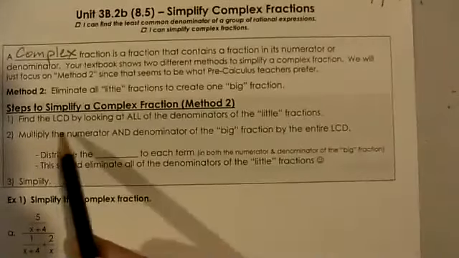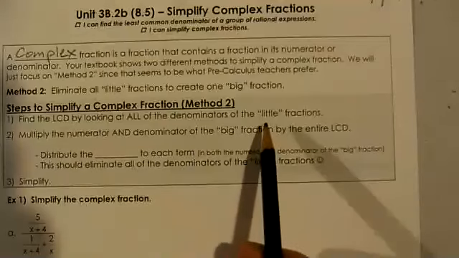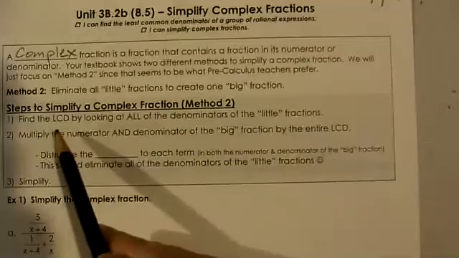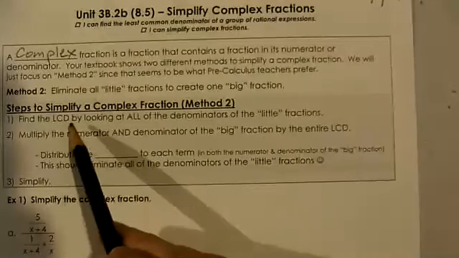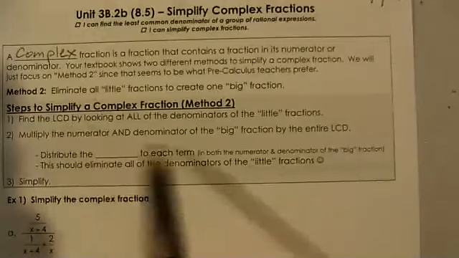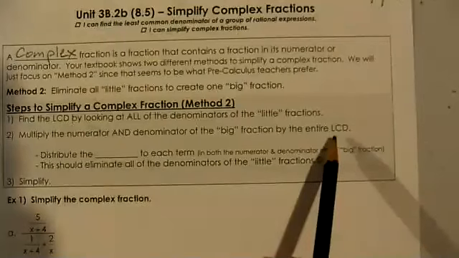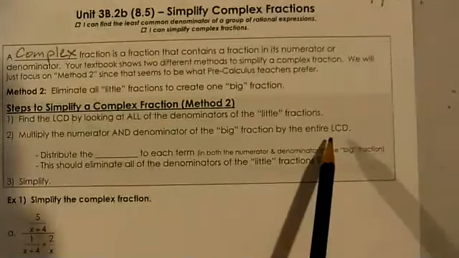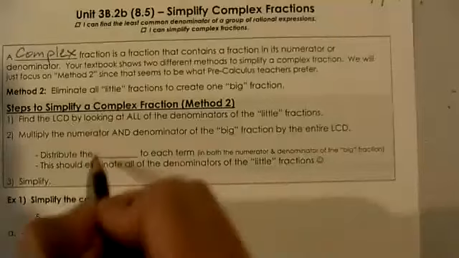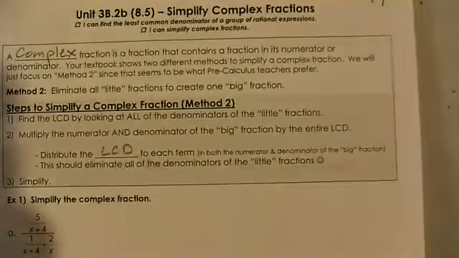What we're going to do is find the LCD by looking at all the denominators of the little fractions. The LCD, least common denominator. We're going to multiply the numerator and the denominator of the big fraction by the entire LCD. We're going to distribute this LCD to each of the terms. So let's come on here and try it.